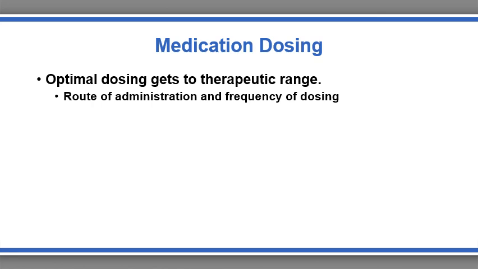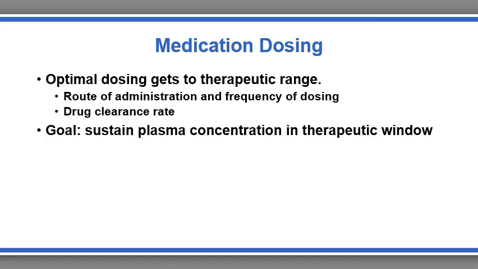The frequency of dosing is going to be based upon the therapeutic window for a drug, and there's some terms and things that we'll discuss in this particular section that will explain that. And obviously the drug clearance rate, so how quickly does the drug get cleared from the body, because you don't want to build up concentrations of the drug to where there would be the potential for toxicity. So the goal is to sustain plasma concentrations in a therapeutic window. Okay, again, without creating toxic or negative effects.